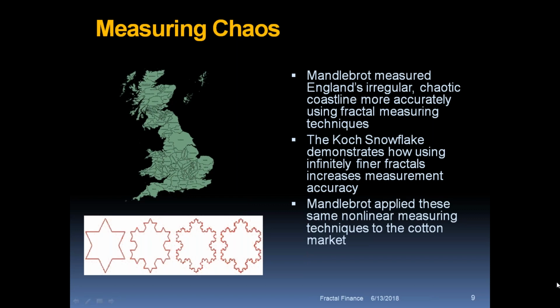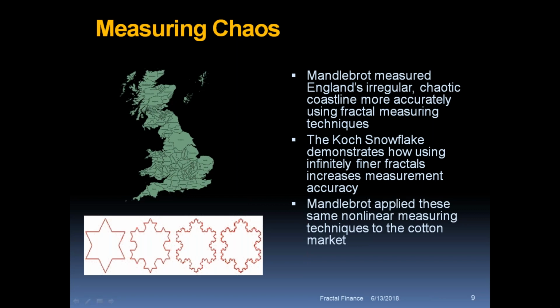Now, this is important because if you're using a linear approach, like most of the standard indicators, you're essentially taking a ruler and measuring the coastline of England, and it's never going to work. It's never going to give you one number across different scales, because as you keep shortening that ruler, you're going to get different lengths of that coastline. So this is why the fractal dimension is really useful for traders, because you can measure that irregularity of the market across scales with just one number.